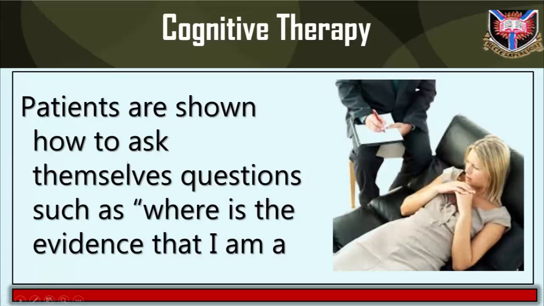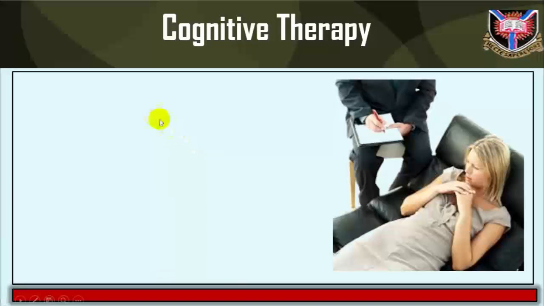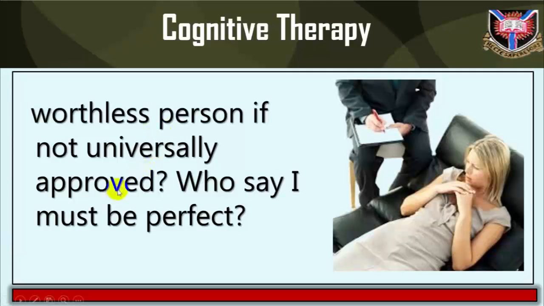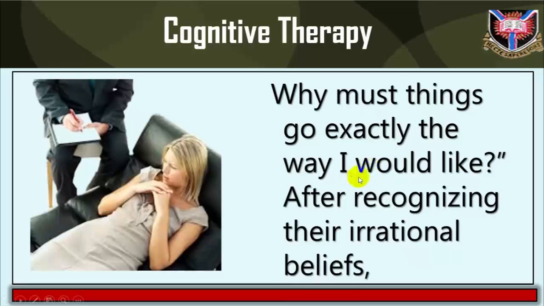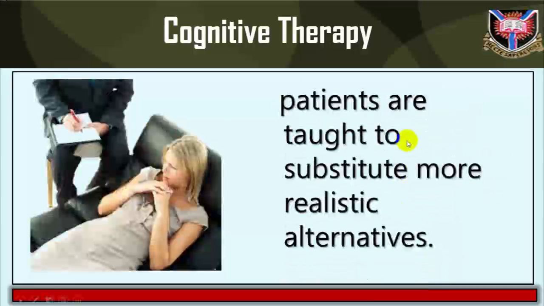Patients are shown how to ask themselves questions such as, where is the evidence that I am a worthless person if not universally approved? Who says I must be perfect? Why must things go exactly the way I would like? After recognizing their irrational beliefs, patients are taught to substitute more realistic alternatives.